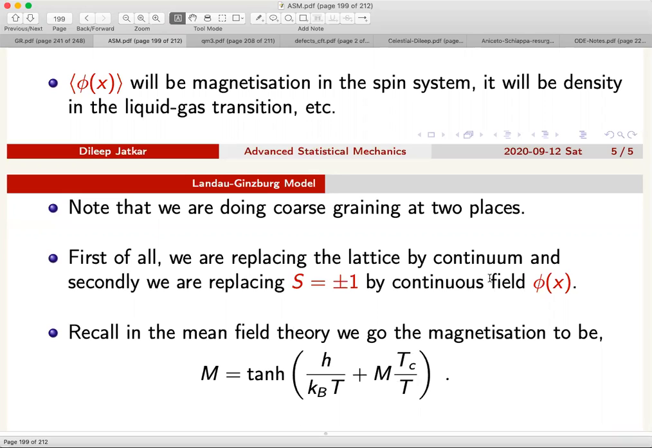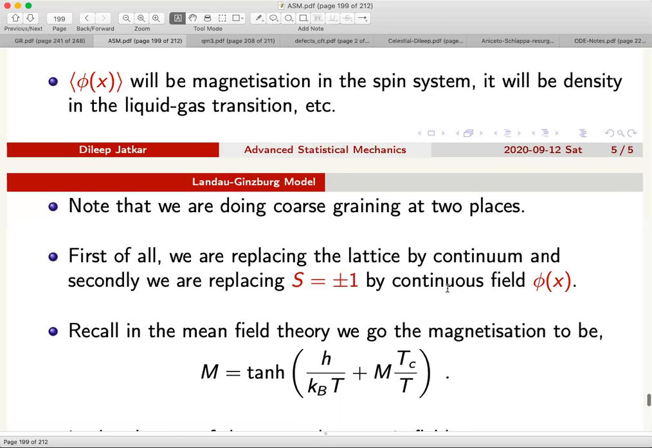We will have to see whether a model that we would write down involving phi of x, which is a coarse-grained variable, say for the Ising model, also produces results of a similar kind. Of course, the whole Landau proposal was based on the fact that it would do that, and we will see how it happens.